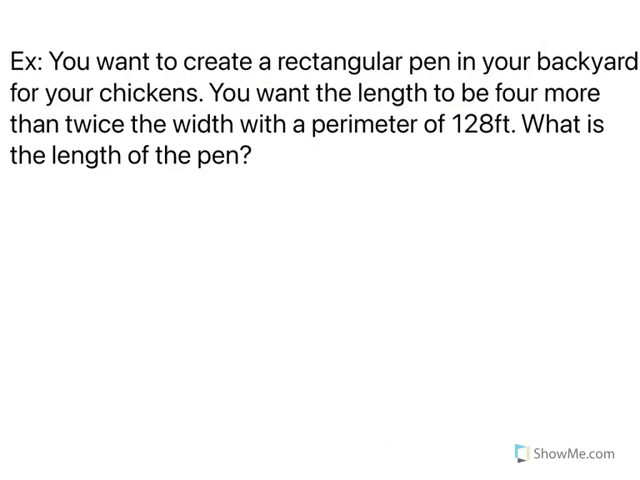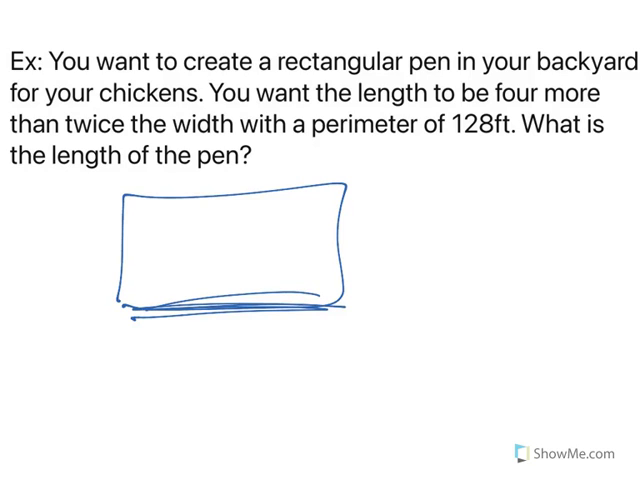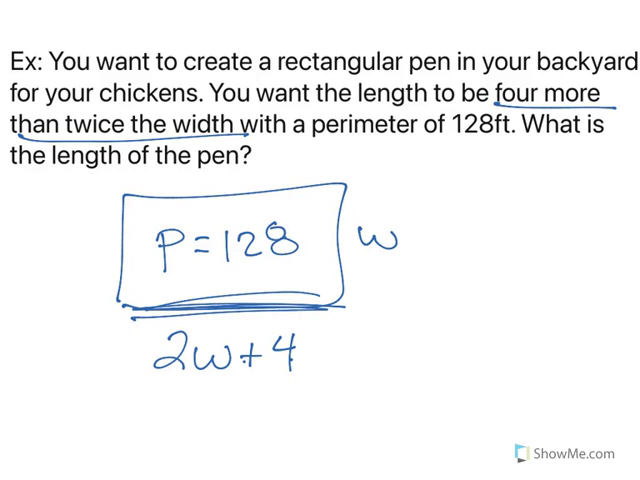Let's do one more, even though this is kind of long. You want to create a rectangular pen in your backyard for your chickens. You want the length to be four more than twice the width. Four more than twice the width. That means the width is W. And the perimeter is 128 feet. What is the length of the pen?